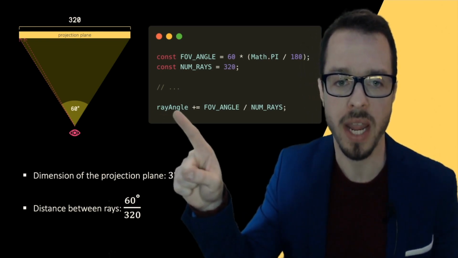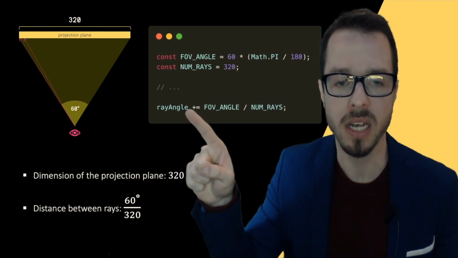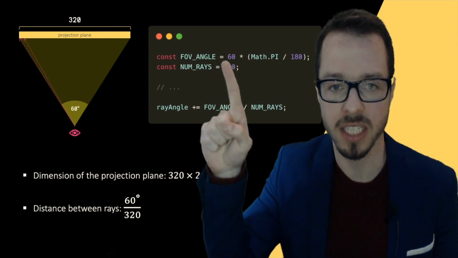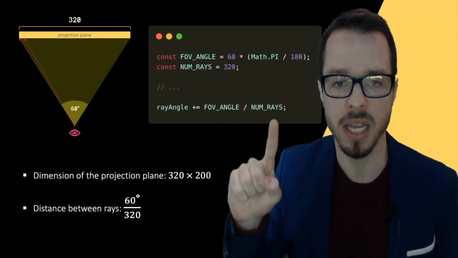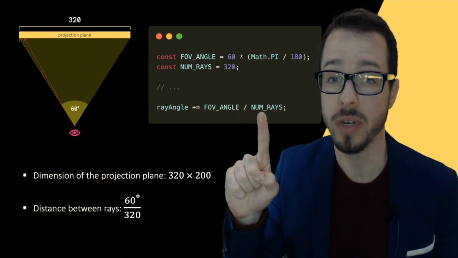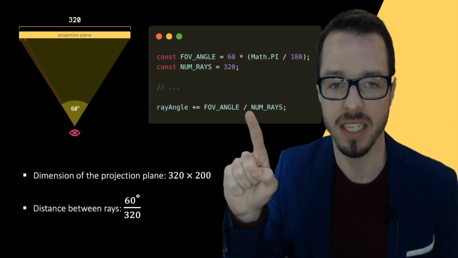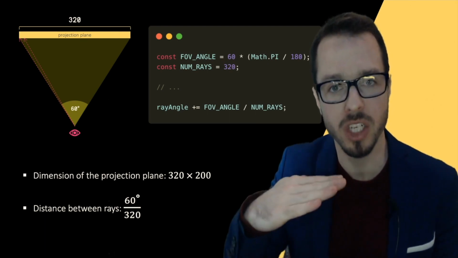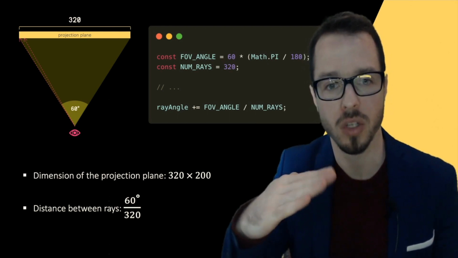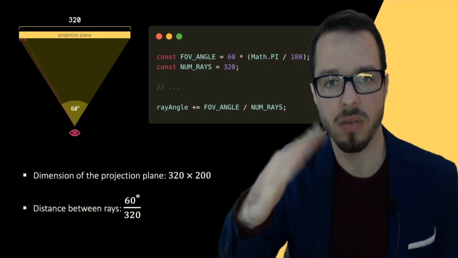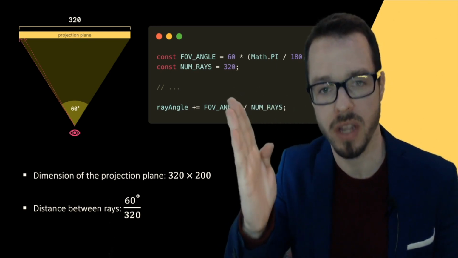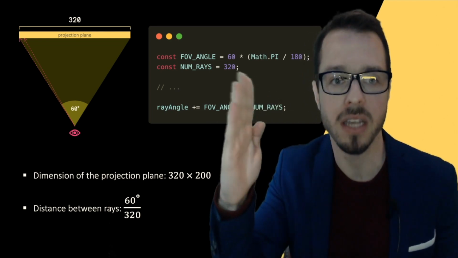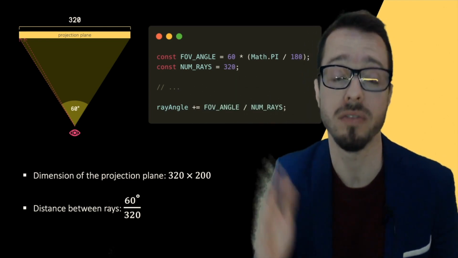All I have to do is ray angle plus equal, so I increment what I had before by the field of view angle, which is my 60 degrees in radians, divided by the number of rays, 320. So this will give me the little slice of angle that I have to increment my ray by to get to the one on the right. So I keep incrementing the ray angle to get to all these rays that I have to cast and complete my 320 unique columns of the resolution.